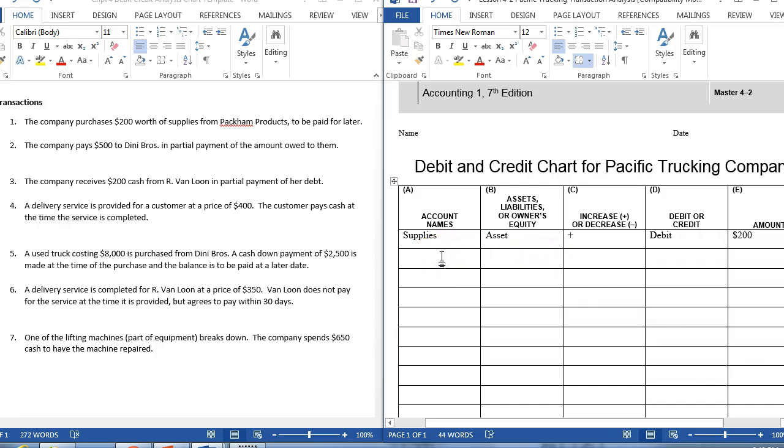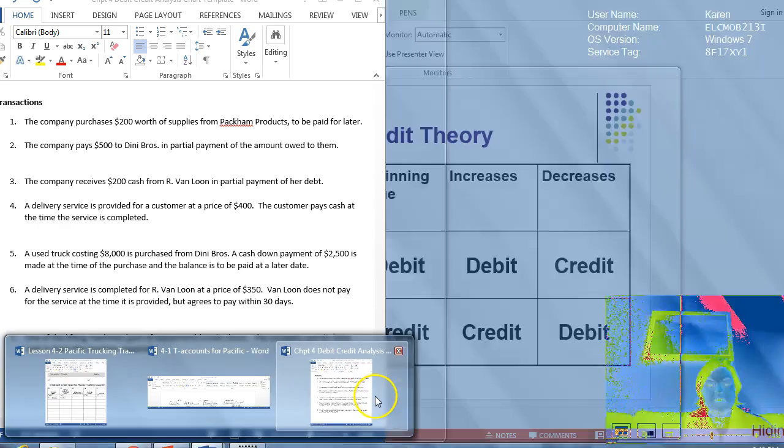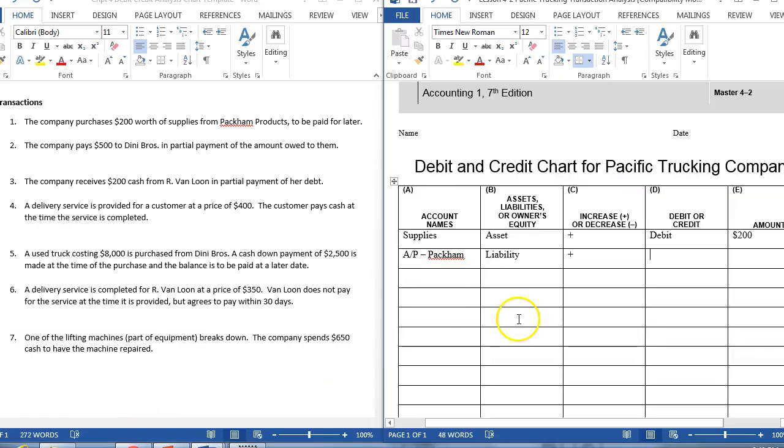The next account in this first transaction that changes is that they're paying for these products at a later date, which means our accounts payable for BAF3M, which is a liability account, is also going to be increasing, and we know that liabilities increase on the credit side. So we're going to credit our accounts payable for $200. And there we go. Our credits equal our debits. I'm going to skip a line, and I would like you to skip a line as well, and we're going to do transaction number 2.